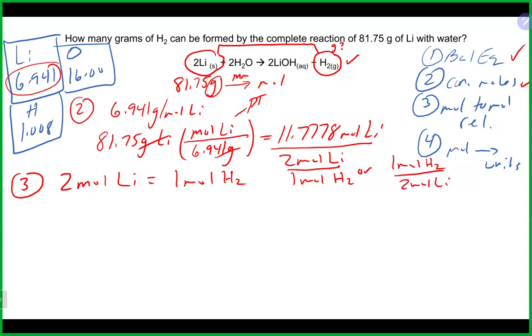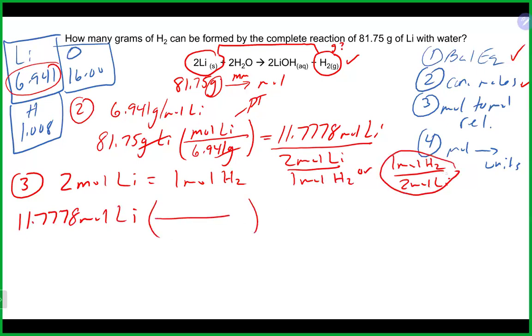So taking the answer that we got from the previous step and continuing on, we want to get rid of lithium, remember? So we're going to put lithium on the bottom. So again, we're going to use this conversion factor. That's what's going to allow us to get the hydrogen gas up on top. And our moles of lithium here will cancel. So we're again going to divide this basically by 2. And that will get us something like 5.8889 moles of hydrogen. Any questions on that? And that is the big stoichiometry move in step number 3.